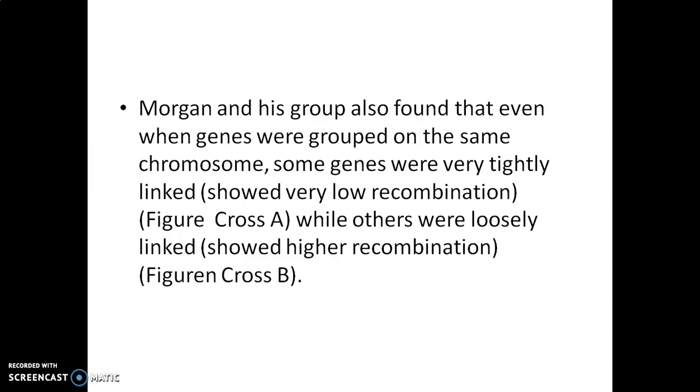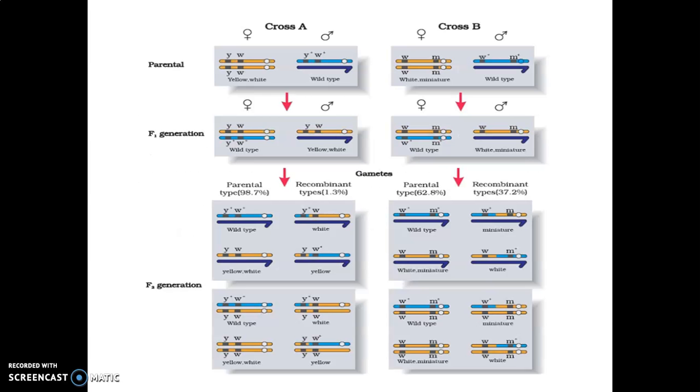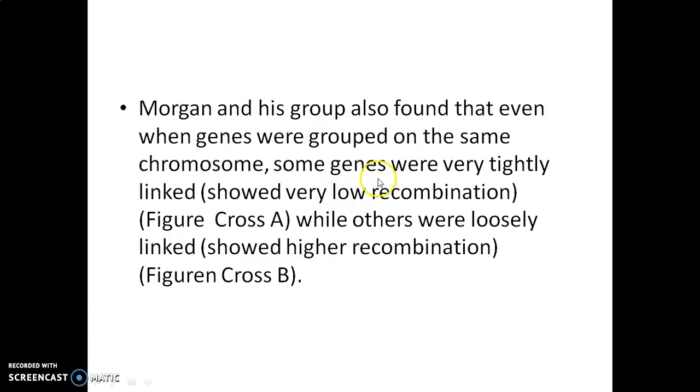Morgan and his group also found that even when genes were grouped on the same chromosome, some genes were very tightly linked. They showed very low recombination. See, this is cross A. Okay. What is the reason for this formation of 1.3% recombinant? Because some genes were very tightly linked.